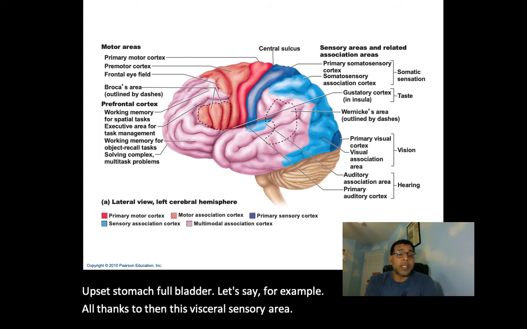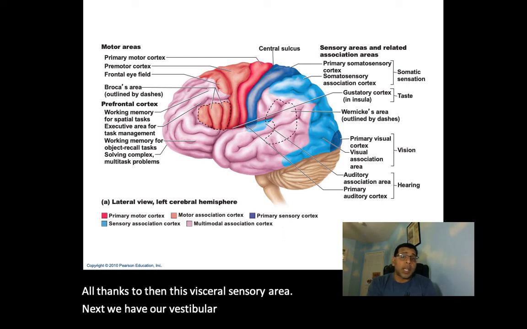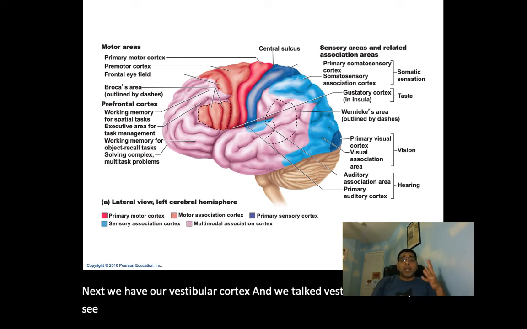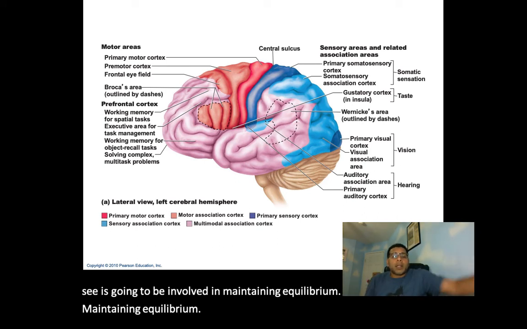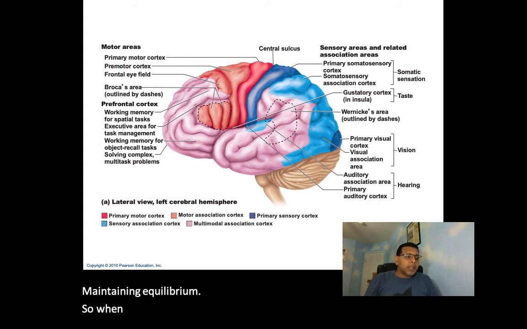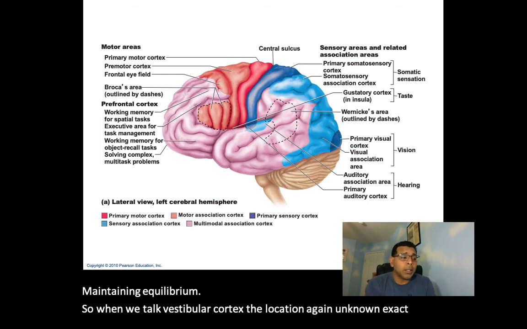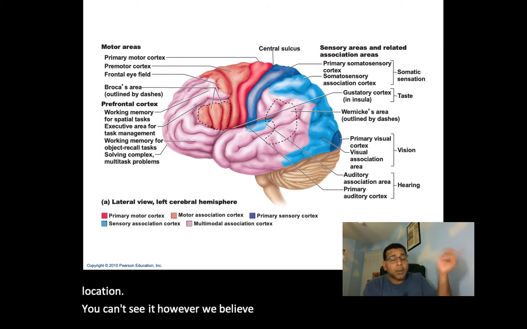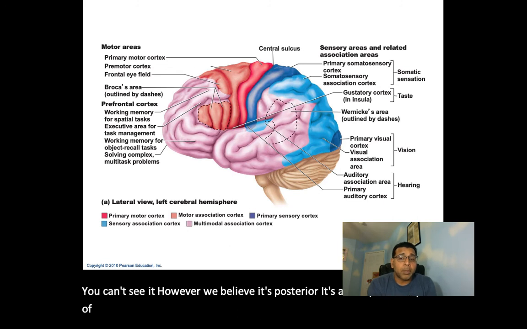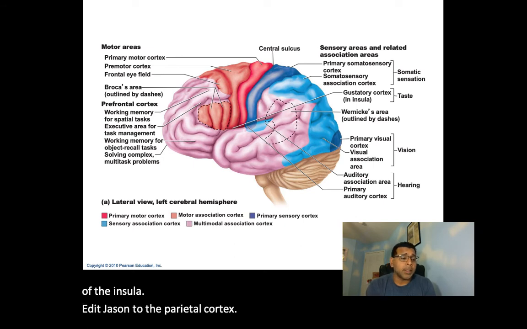Next, we have our vestibular cortex. Vestibular cortex, you'll see, is going to be involved in maintaining equilibrium. When we talk location, there is an unknown exact location. We can't see it. However, we believe it's at the posterior part of the insula and adjacent to the parietal cortex.